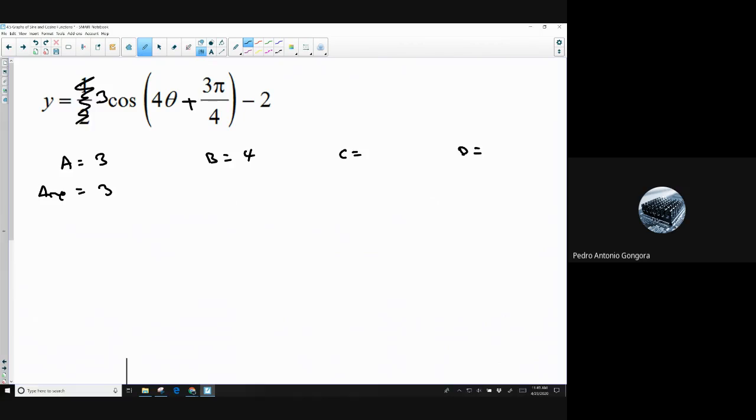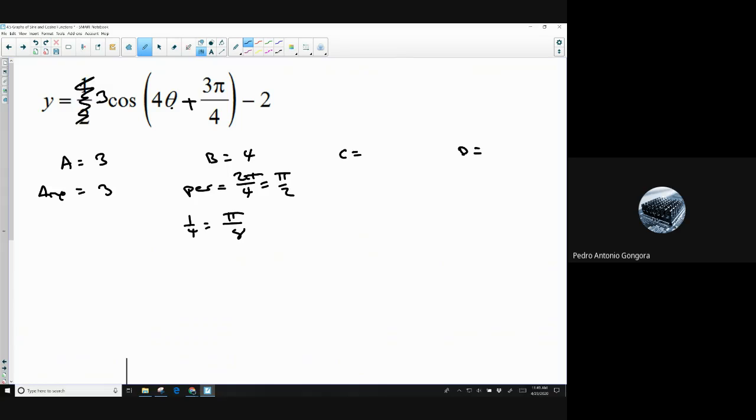B would be 4. This is the variable, right? It's not 4 theta, it's just the variable. That makes the period 2 pi divided by B, which is 4. So that is pi over 2. A quarter of the period would be pi over 8.